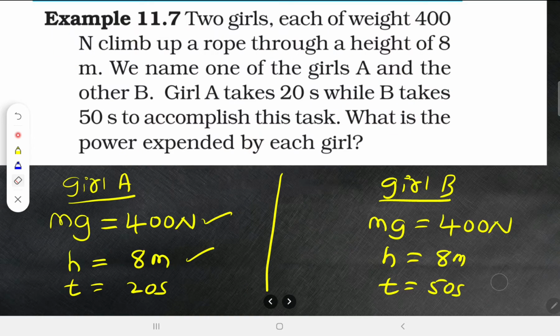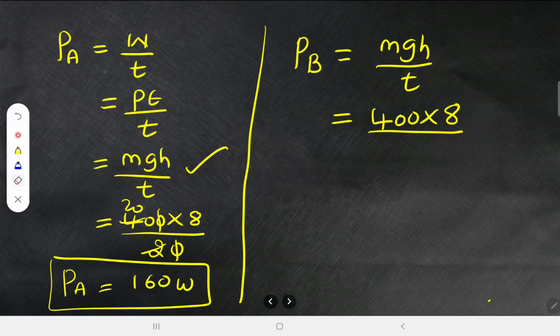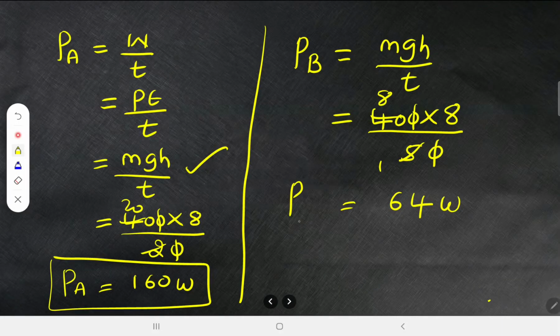So how about this girl? She has taken 50 seconds. So it becomes divided by 50. So 0 and 0 get cancelled. 5 ones are 5, 5 eights are 40, so 8 eights are 64 watt. So power of this girl is 64 watt.